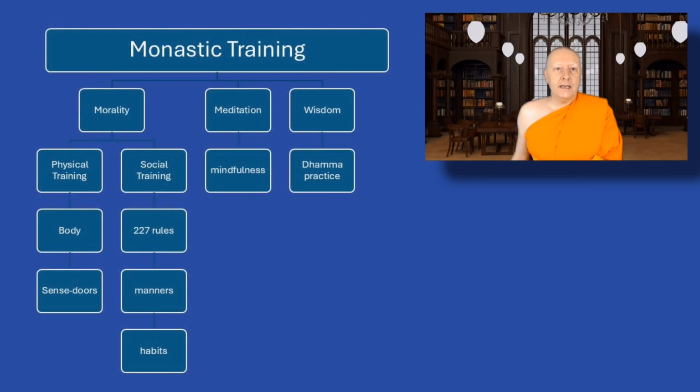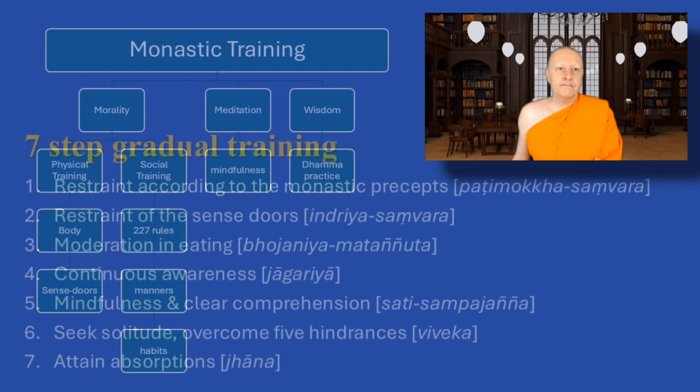However, in the way it is applied to monastic training here, it deals with a wider range of issues. Morality, or Sila, is divided in this sutta into 2 subheadings of physical training and social training. Physical training means the training of the body and restraint of the senses. Social training refers to the upholding of the 227 patimokkha rules, the manners of a monk, and the training of monastic habits. As for training in meditation, this would include training in both mindfulness and meditation.